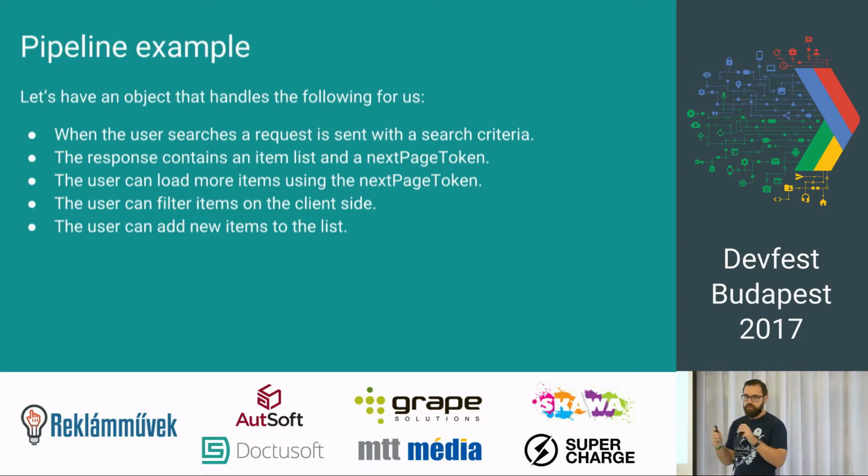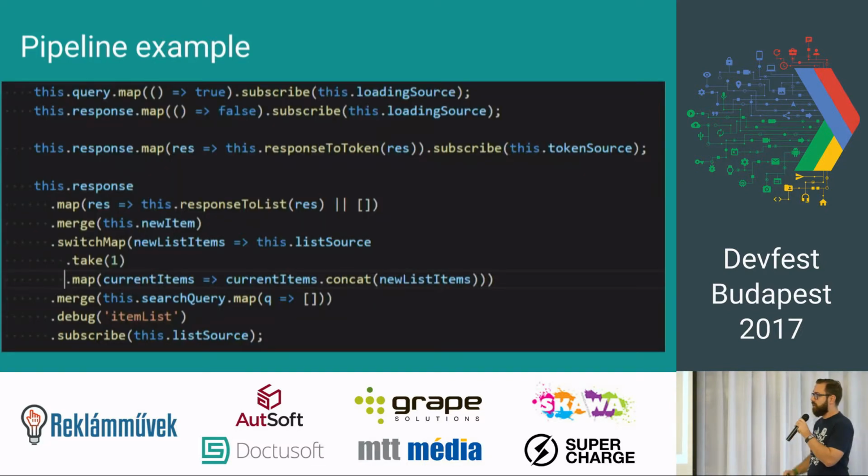Okay, I won't show you the whole code because it doesn't make sense, but this is only to emphasize what it is like to work with RxJS. Basically, you are building up streams and building up steps. What should you do when something happens?